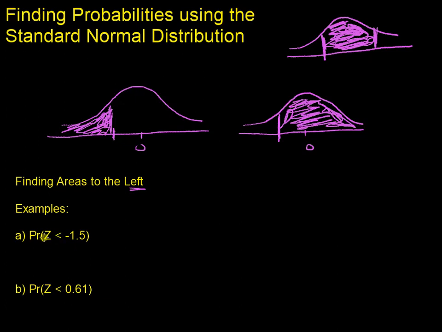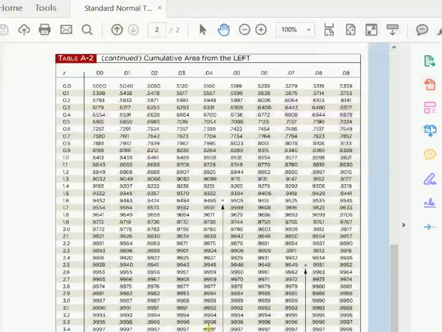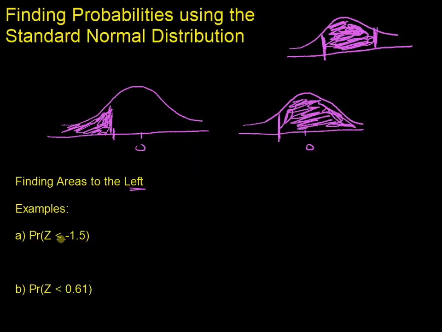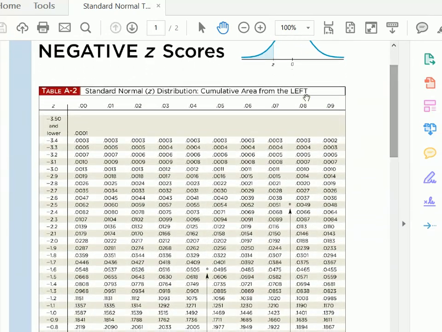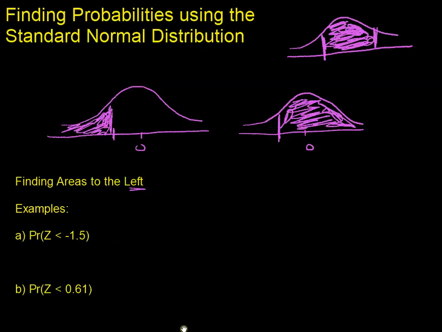The first example says, find the probability that z is less than negative 1.5. The fact that it says z tells us that we're to use the standard normal table. So negative 1.5, that's what we need to look up. Let's go to the negative table, and we're going to look over for negative 1.5, and then 0, because it's negative 1.50. So there we go. We see it: 0.0668.